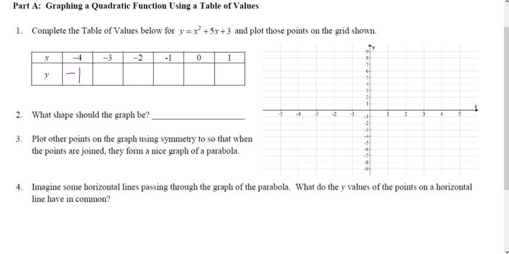-3 squared is 9, minus 15 will be -6, plus 3 will be -3. -2 squared is 4, minus 10 is -6, plus 3 is -3. -1 squared is 1, minus 5 is -4, plus 3 is -1. You got a 0 in there, you're just going to get out 3, right? Put a 1 in there, we get 1 plus 5 is 6, plus 3 is 9.